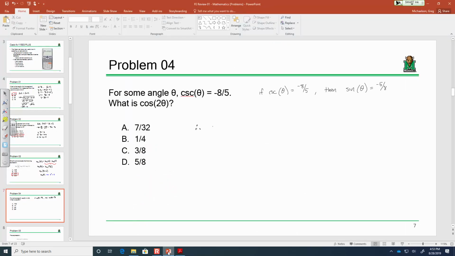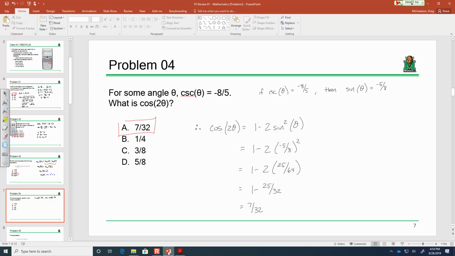Therefore, the cosine of 2 theta is 1 minus 2 sine squared of theta. So that's 1 minus 2 times minus 5/8 squared. So 1 minus 2 times 25 over 64. 1 minus 25 over 32, which is 7/32. Now, did that match what you got if you invert that and then take the cosine of 2 times that? Yeah, that works too, but I'm also trying to be a little holistic in my review and cover a bunch of stuff.